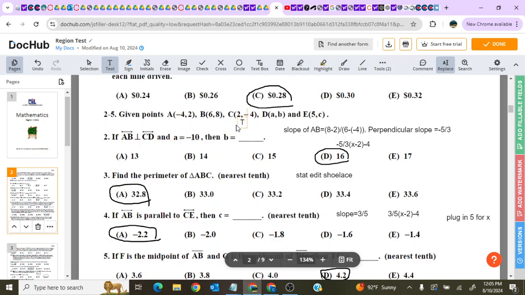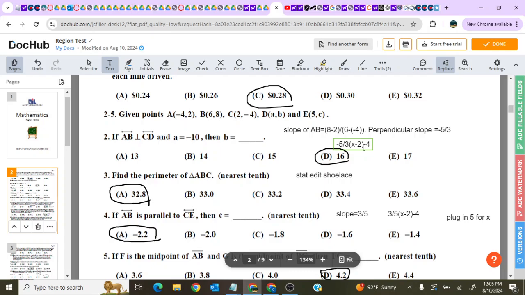Now you can choose the point at C and write it in point slope form, and then solve for the line when x is equal to -10. So -5 over 3, x minus 2 minus 4 is how you write it in point slope form, essentially. And if you do that, you'll get a value of 16 as b if you plug in -10.